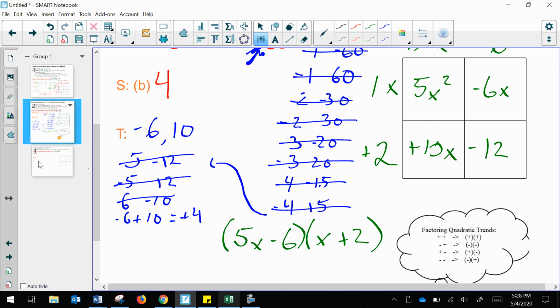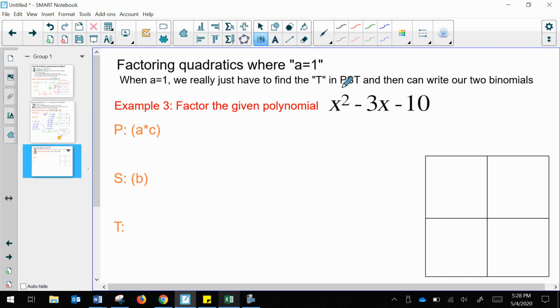Now let's finish up with one where a equals 1. When a equals 1, we really just have to find the t in PST, and then we can write our two binomials. I'm going to show you how with this next example. x squared minus 3x minus 10. A times c. Well, in front of that x squared, I would have a 1. So I'd have 1 times negative 10. 1 times negative 10 gives me negative 10. My sum is still going to be my b.